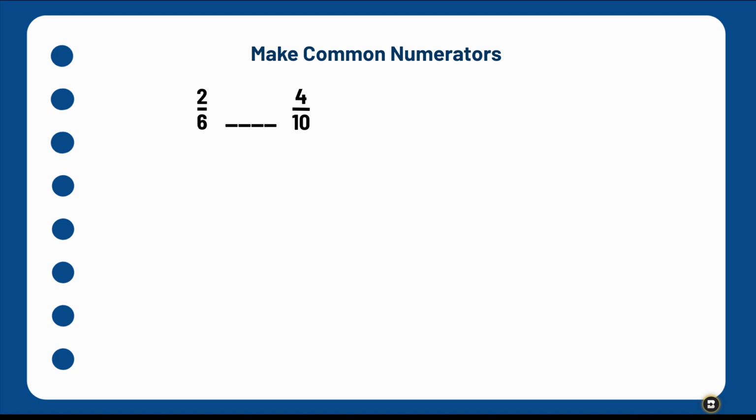Let's look at the same fractions, but this time let's rename 4/10 to an equivalent fraction so that both of the numerators are 2. To do this, we can use division. When we divide both the numerator and the denominator by 2, we see that 2/5 is an equivalent fraction to 4/10. Let's compare 2/6 and 2/5. Sixths are smaller units than fifths, so 2/6 is less than 2/5.